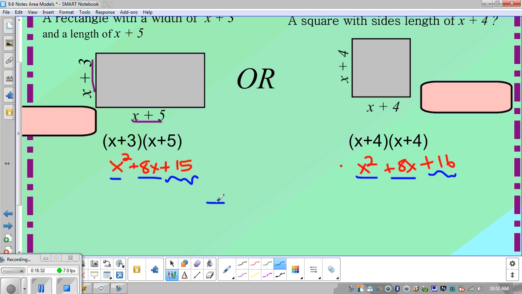It would definitely be the square that has the larger area. That is because no matter what number we sub in for x, anytime we sub it into both of these trinomials, the second one with the square will end up adding 16 after you multiply it by 8 and square it, whereas the rectangle only adds 15 after it multiplies by 8 and squares it.